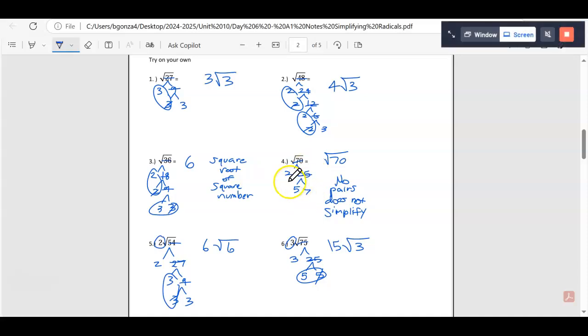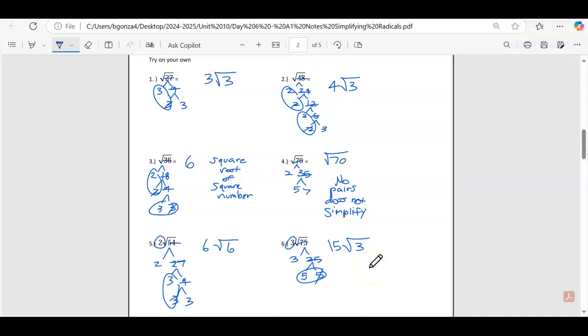What about 4? There's no pair. If there's no pair, it does not simplify. You just rewrite it. There's nothing you can do. Number 5 and 6. The most common error is people try to circle the 2 and the 2, but they are not pairs because this 2 is already out. Then there's a couple 3, loner 2, loner 3, 6 square root of 6. Outside and pairs 15, loner 3. That's it.